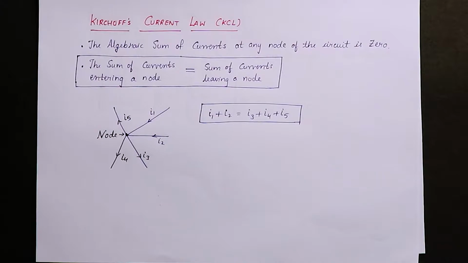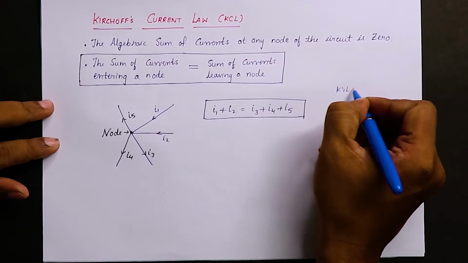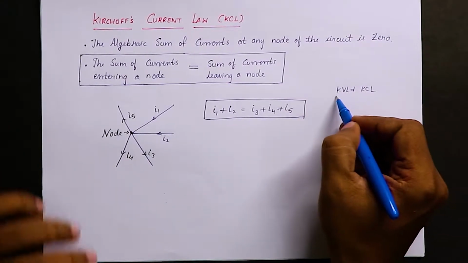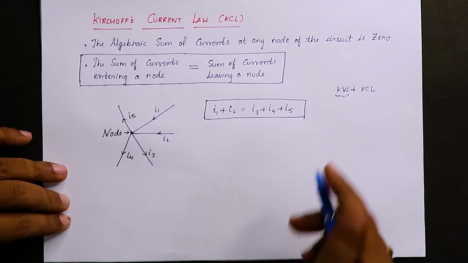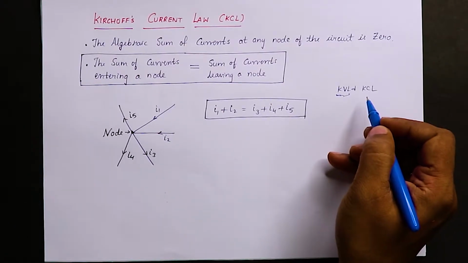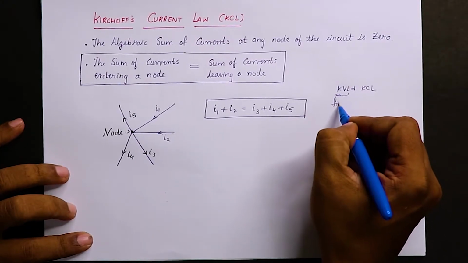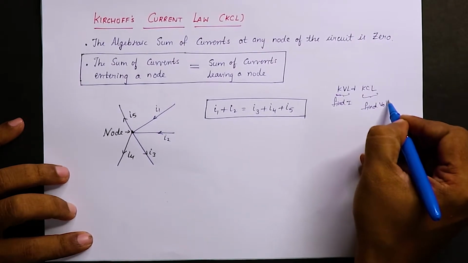So today we will be talking about Kirchhoff's current law, KCL. So what is the KCL principle? Kirchhoff's law has been divided into two, that is KVL and KCL. We have seen in my previous video about KVL, the introduction, and how to solve a problem and find the currents in a loop by using KVL. Now we will see how to solve a problem by using KCL and find the voltages. By using KVL, we will find the currents. By using KCL, we will find the voltages.